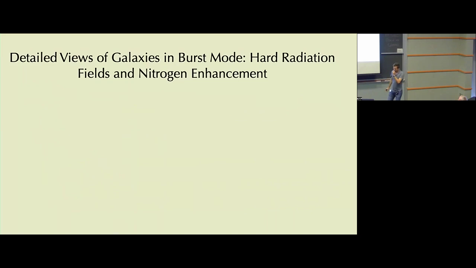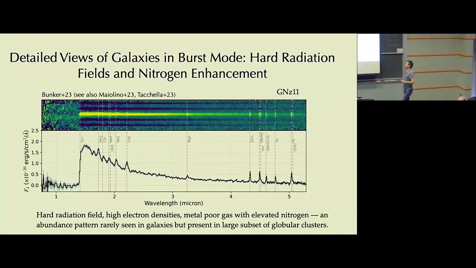But I want to leave that behind to say a final few words on hard radiation fields and nitrogen enhancement. This is a story that starts with GN-z11, which we heard about yesterday and which you have all probably heard about many times before that. This spectrum shows the presence of a hard radiation field, high electron densities, and metal-poor gas with elevated nitrogen to oxygen ratios. This is an abundance pattern that is rarely seen in galaxies, suggesting a distinctly different chemical evolution history or scenario, but it is present in a large subset, the second generation population of globular cluster stars.